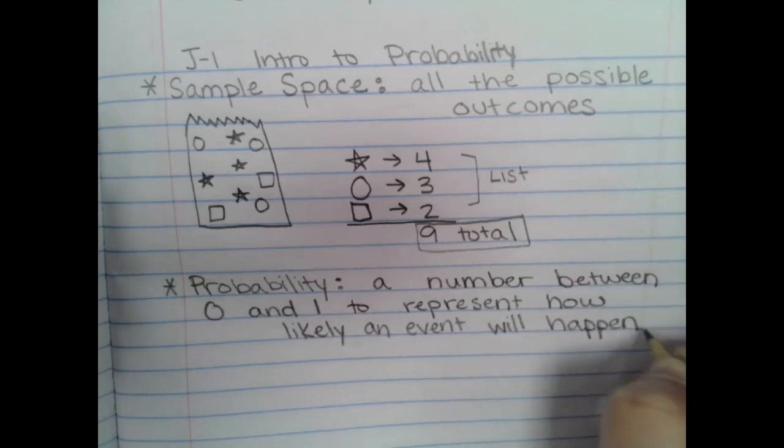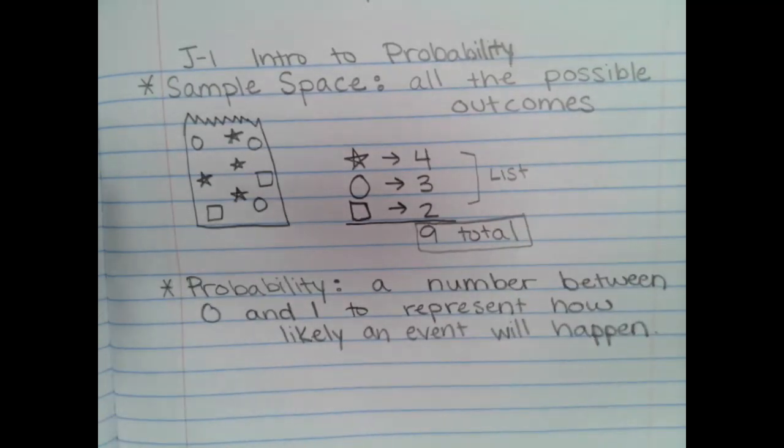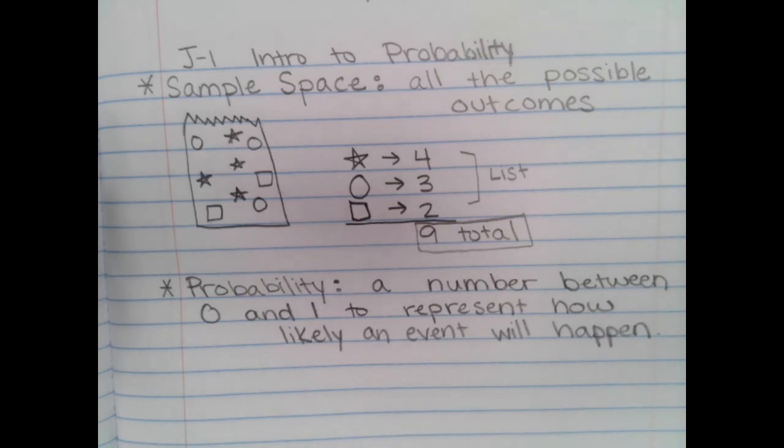I'll give you a little bit of time to write that down. That was kind of a long definition. Probability is a number between 0 and 1 to represent how likely an event will happen.